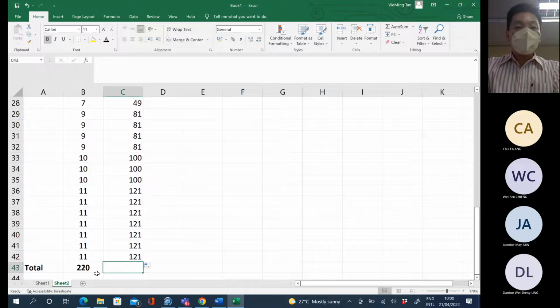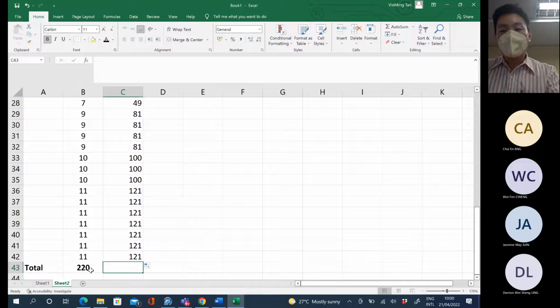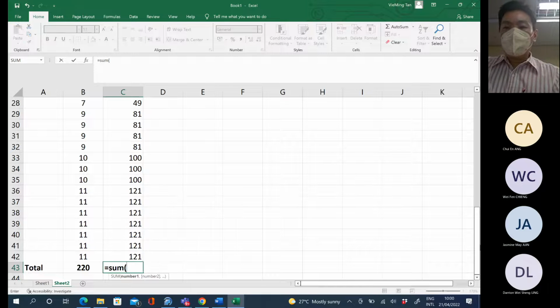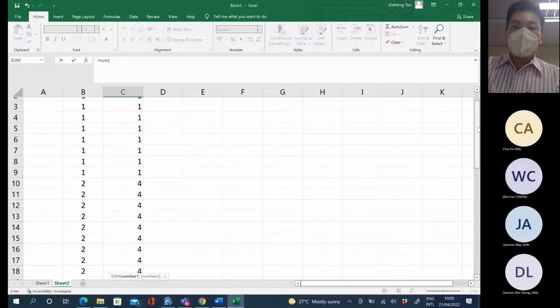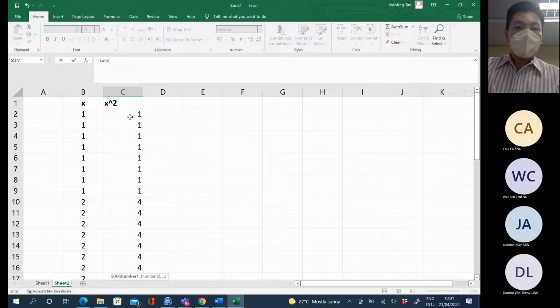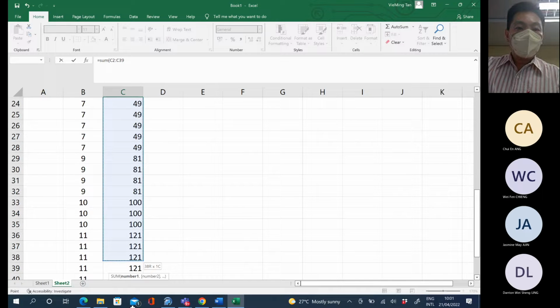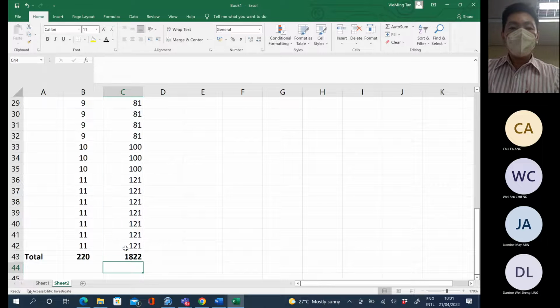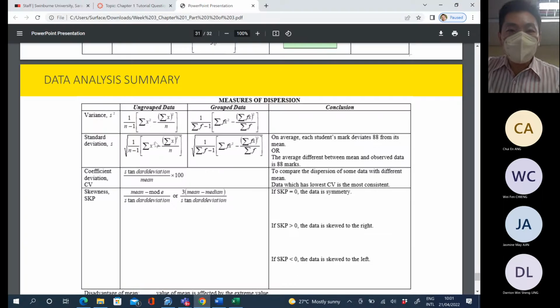So how to get the total x square value? Because just now I have copied. There are two ways. You can simply use SUM, then highlight the 41 data. It's 1822. So 1822 is referred to this part.